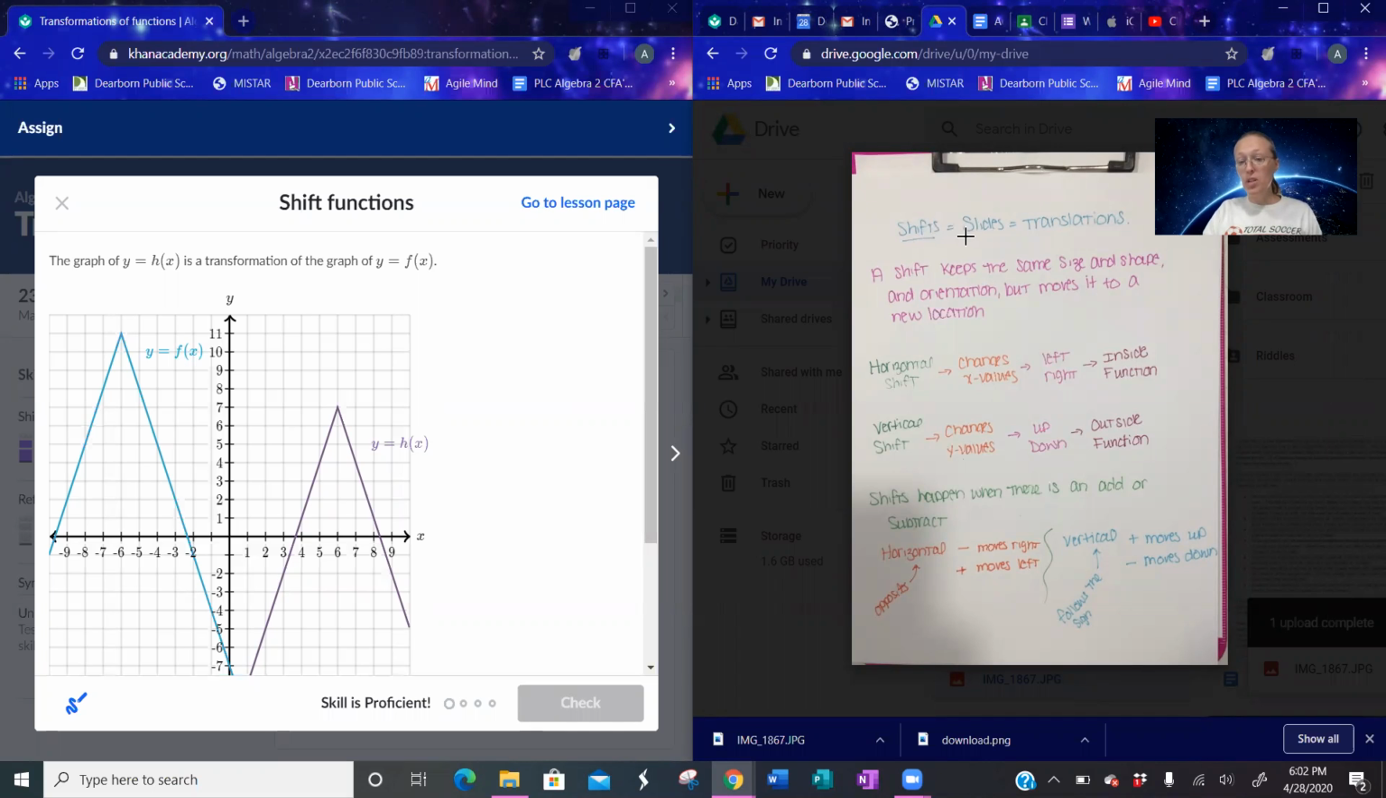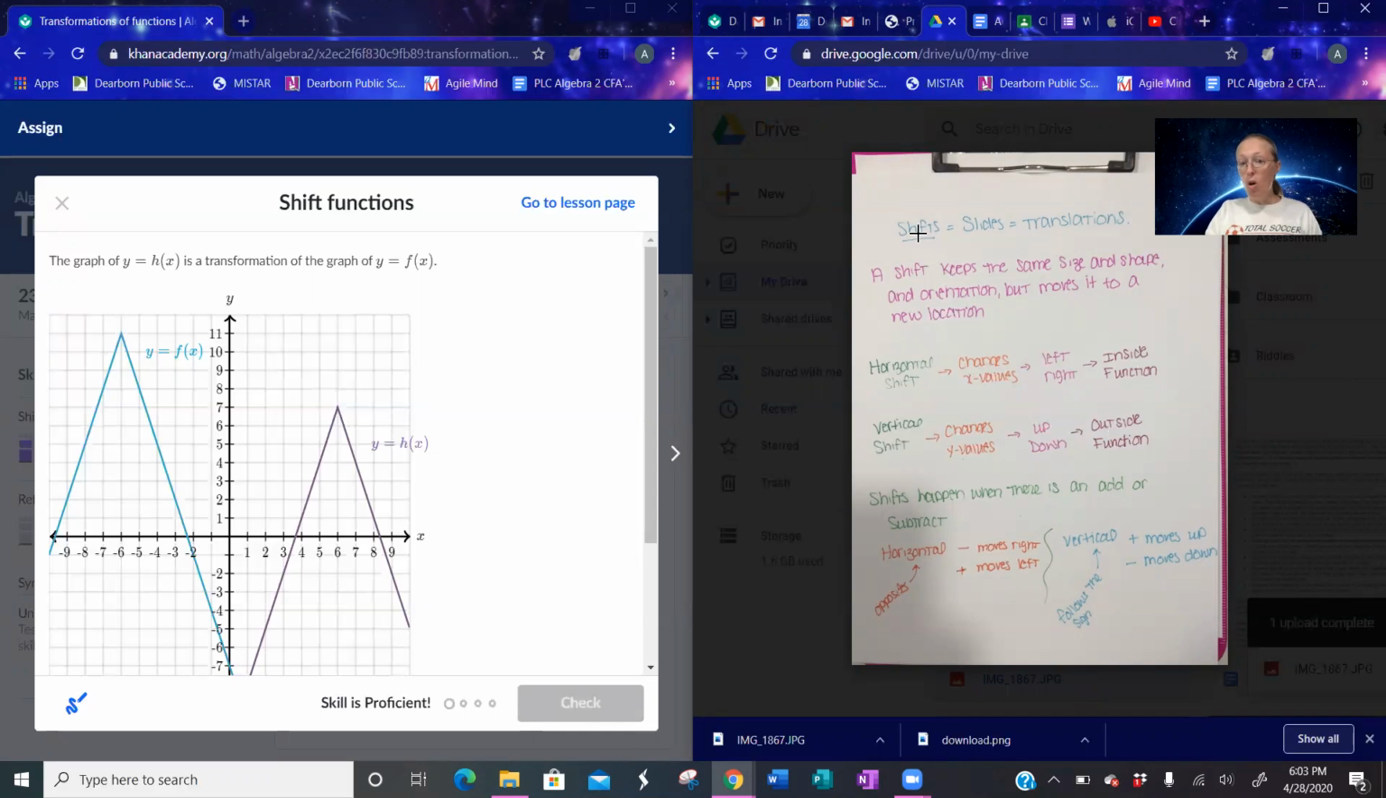So we see that a shift is a slide or a translation. It keeps the same shape and same size. It doesn't change it. Doesn't even change its orientation, meaning it does not reflect it. It just moves it to a new location. So it's going to slide it left or right or up or down. If it's horizontal, it's changing your x values because the x's are the left and the right on the coordinate plane. And we're going to see that change happen inside the function. If it's a vertical change, it changes your y values because remember, y values tell you how far up and down you go, and we're going to see that outside the function.